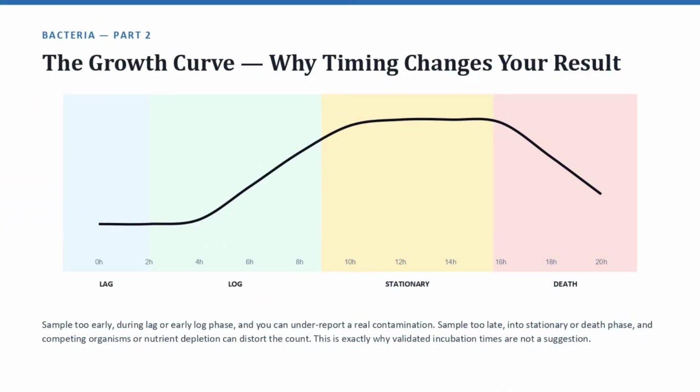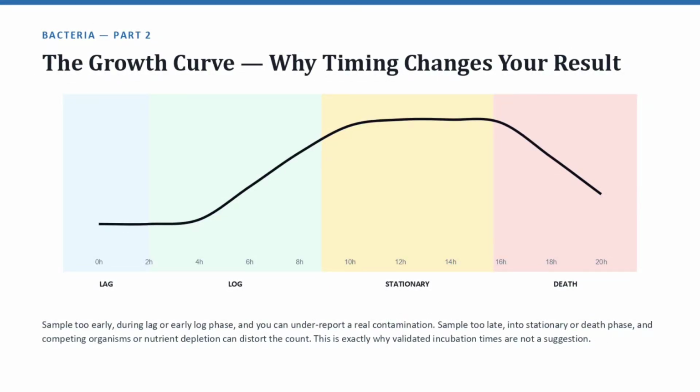This is one of the most important slides in this entire lecture, the bacterial growth curve. When a bacterial population starts growing, it does not just climb in a straight line. It moves through 4 distinct phases, and you can see them laid out on the chart, each shaded a different color. The first phase is lag. The population barely changes here. The bacteria are adapting to their new environment, not yet dividing rapidly.